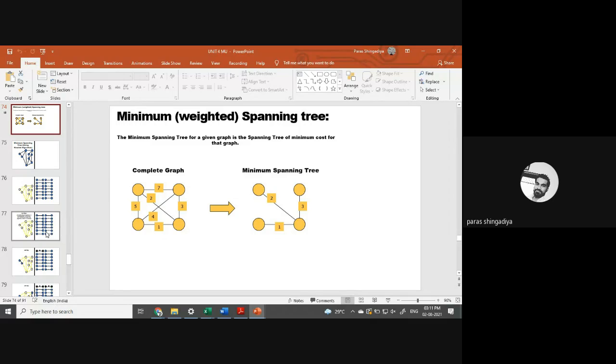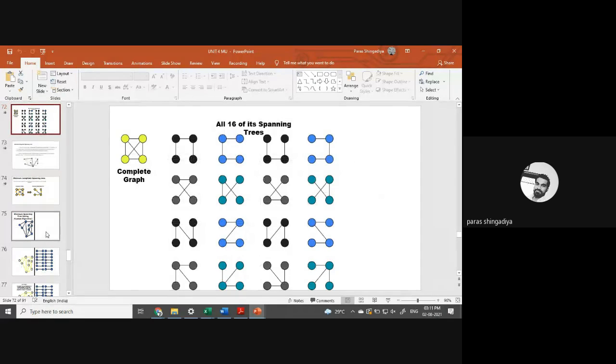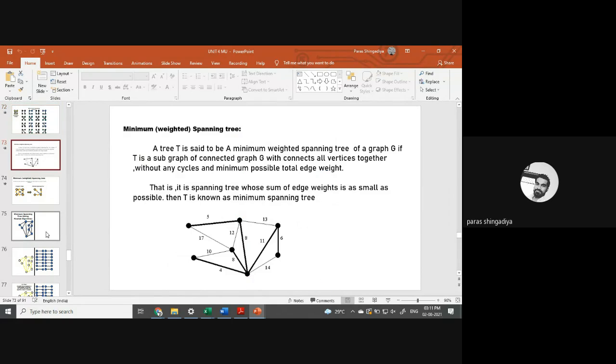Okay. There is not always a unique answer. Clear? You can create multiple spanning trees of any graph. It depends on which edges you remove. ठीक है? कौन सी एज आप रिमूव करते हो उस पर आपका ग्राफ डिपेंड करता है. ठीक है? So there are multiple answers possible for a spanning tree. And then after that we discussed the minimum weighted spanning tree. There are 16 spanning trees of the K4 graph that we had discussed in the last lecture.